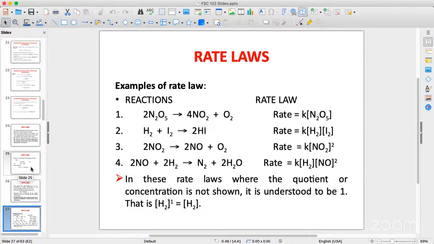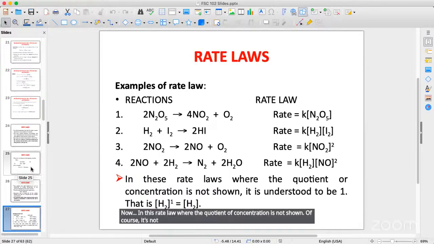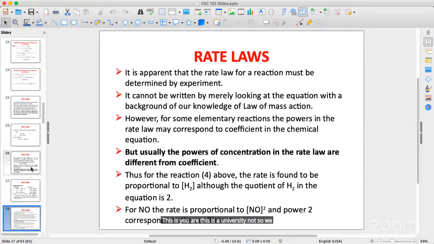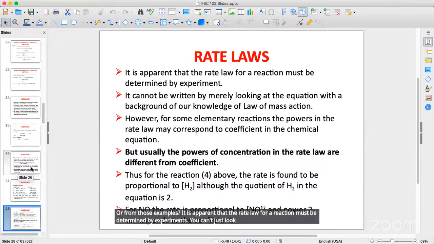Now, in a rate law where the power of concentration is not shown, of course, it is understood to be 1. This is a university, so we expect that you know that. From the examples we have shown, it is apparent that the rate law for a reaction must be determined by experiment. You can't just look at your chemical equation and write your rate law. No, you need to determine it by experiment, and we are coming to how to determine that. It cannot be written by merely looking at the equation with the background of our knowledge of the law of mass action. No, the molecularity is not going to be the same thing.